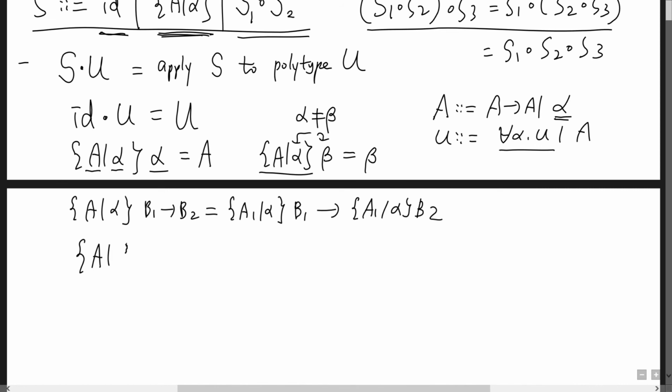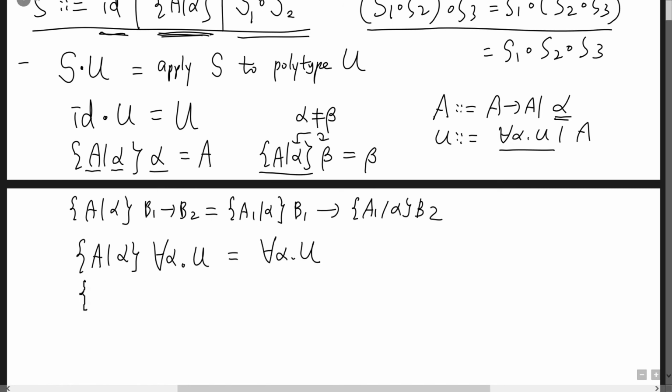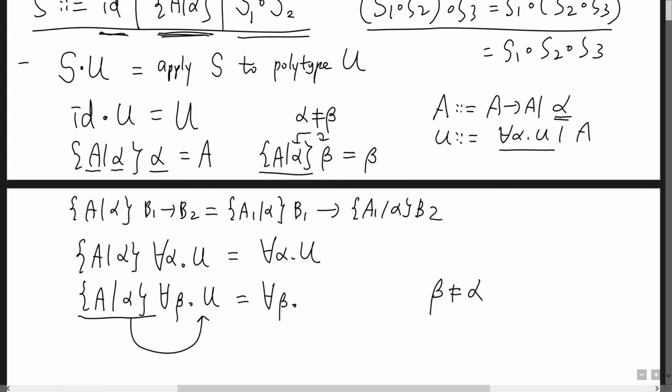So A for alpha. Suppose that this type variable in this type binding happens to be identical. Then what happens? Just like the ordinary substitution from lambda calculus, it has no effect. But what happens if this variable is different? So here, beta is not equal to alpha. In this case, we'd like to propagate this one into the polytype. So it's going to be A for alpha U.